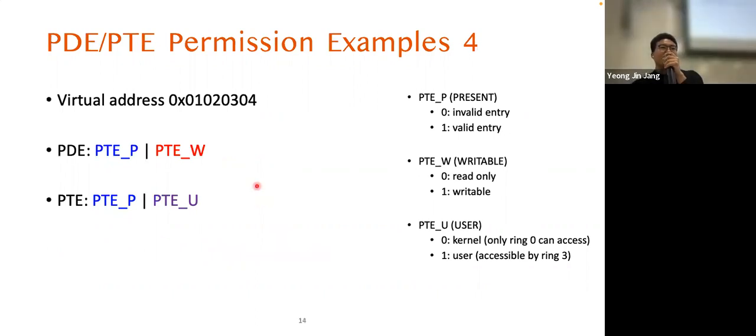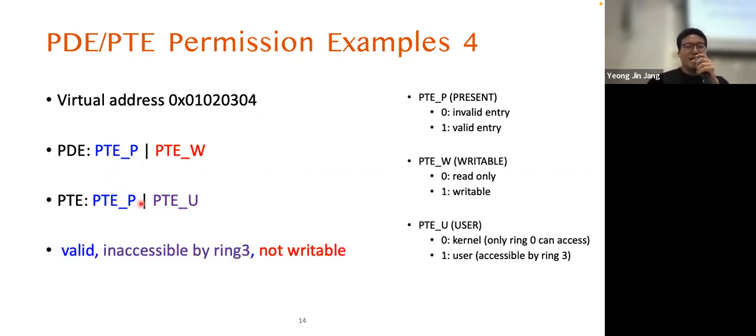And then the other example. It also has conflicting permissions: writable here but not writable there, and the table entry allows user access, but the directory entry does not allow user access. In this case, we also take the intersection of these two sets, so we can regard only PTP as available. Then this is a valid address, but not accessible by the user because the page directory entry misses the user flag. And it's not writable because the page table entry misses the writable flag.